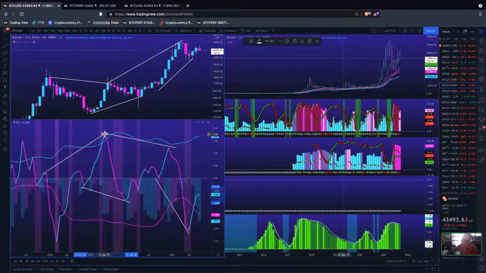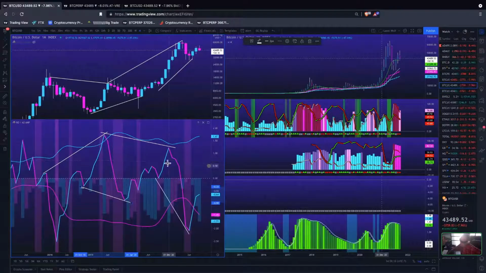Now, from this position to here, we actually print bear divergence. That's why we got such a big pullback. And everybody remembers, guys, it was almost a $40,000 pullback. It's like 38K or something. 65 to 28. It's a hell of a move.